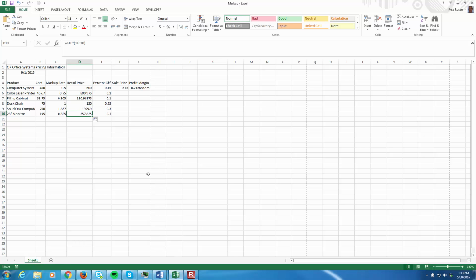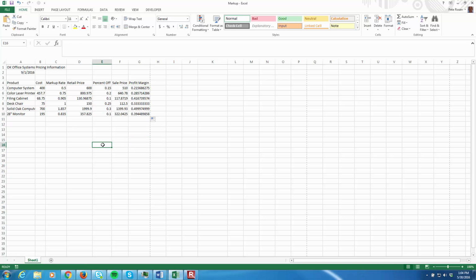So in cell D10 it says you're using B10 times 1 plus C10. And again, all those values are in row 10. If I go to row 7, for example, it's B7 times 1 plus C7. So the autofill really helps us quickly copy down a formula from one cell to a bunch of other cells. I'm going to do the same thing with sale price. I'm going to autofill down to F10 and then autofill down to G10 for the profit margin.